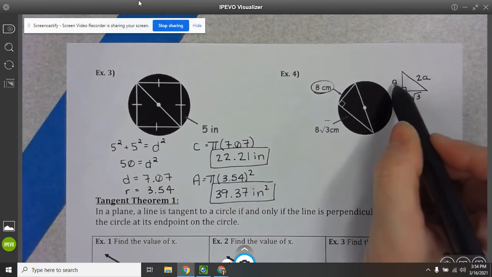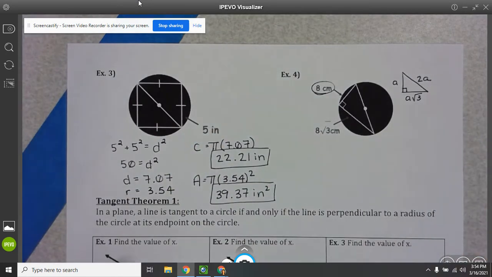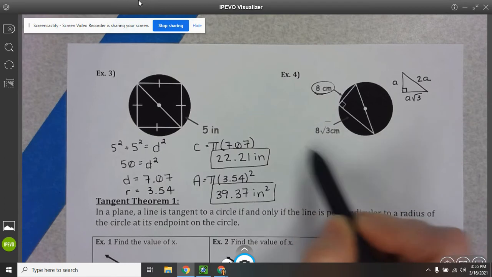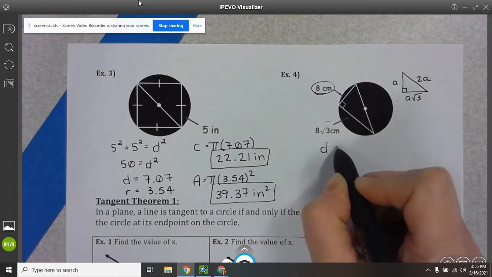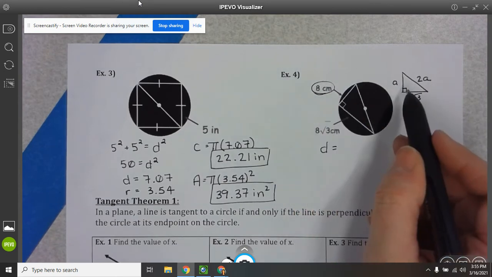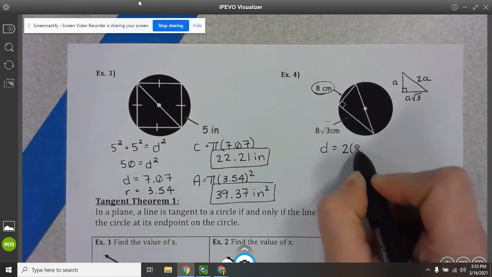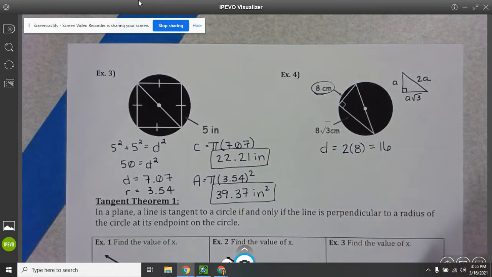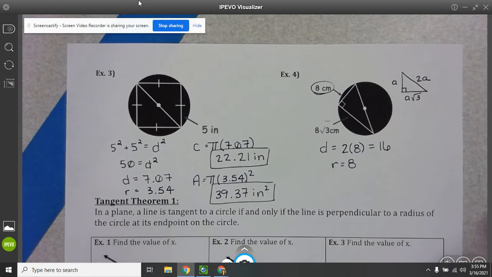So this is my a value because I see that in front of the square root of 3. Now, if you didn't see that, that's okay. You could do 8 squared plus this whole thing squared equals the diameter squared. Or I could see that I'm doing a 30, 60, 90 triangle. So this would be 2 times a, which is 8, which means my diameter is 16. So our radius in this case also happens to be 8.